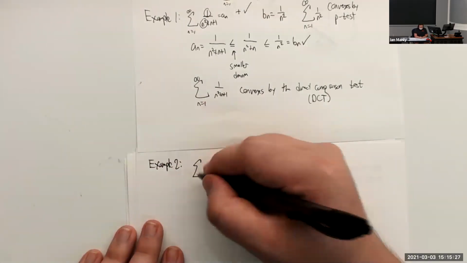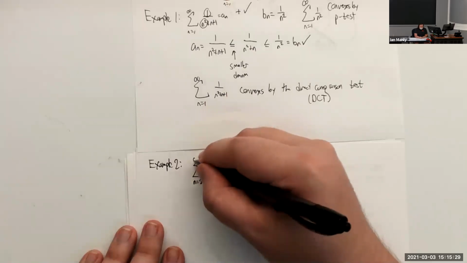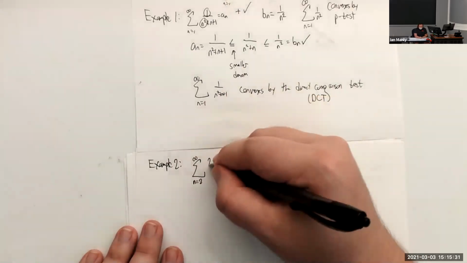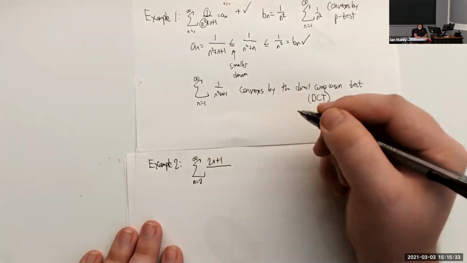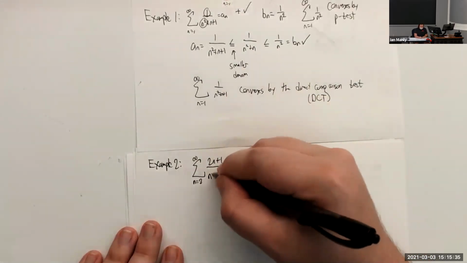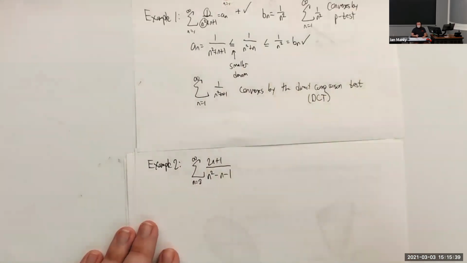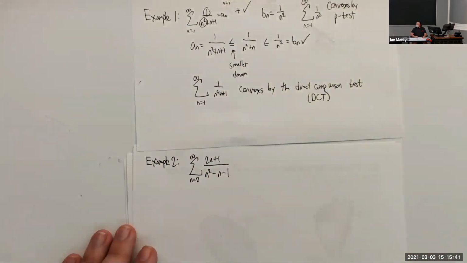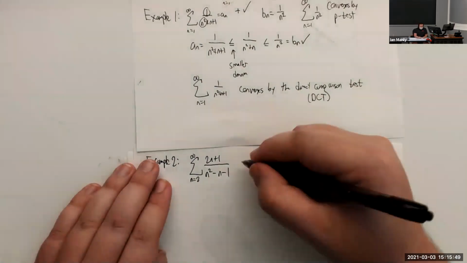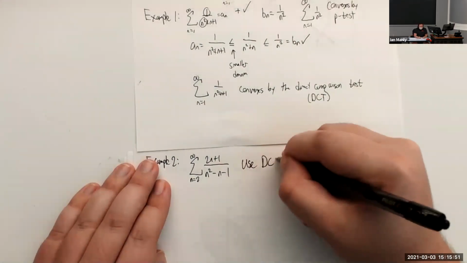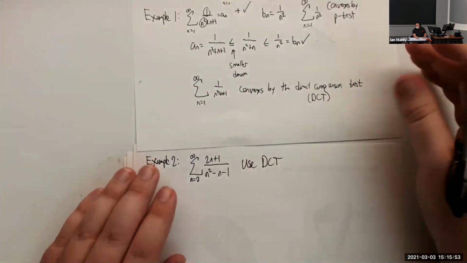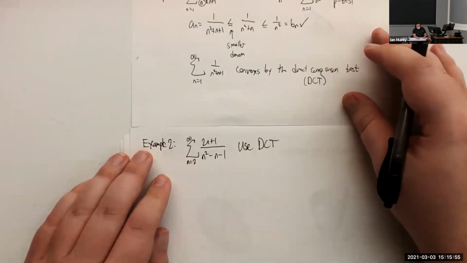So let's say we have the sum from n equals 2 to infinity of 2n plus 1, and then we divide that by n squared minus n minus 1. So we want to think about what this is going to do as a series, and we want to show what it's going to do by using the direct comparison test. So we're going to use the direct comparison test here.